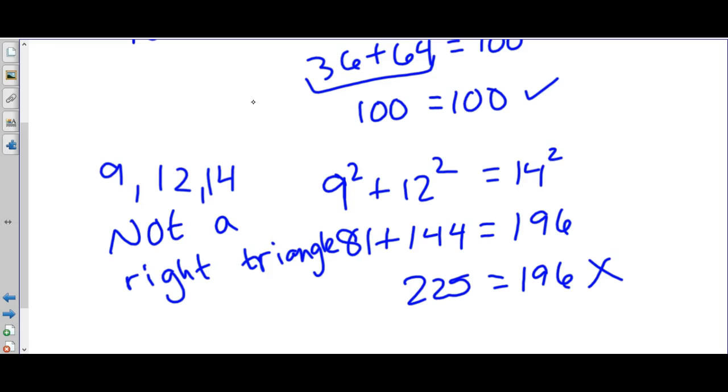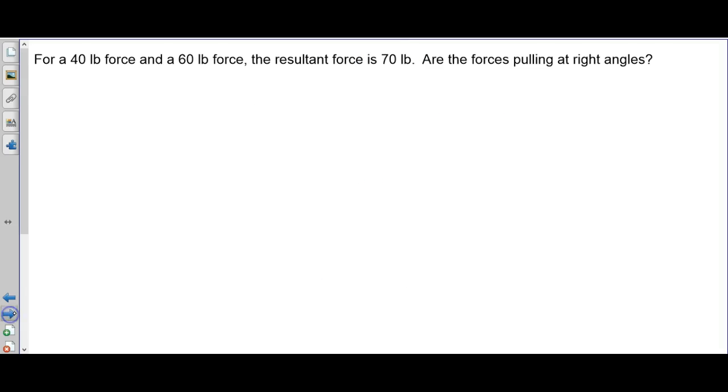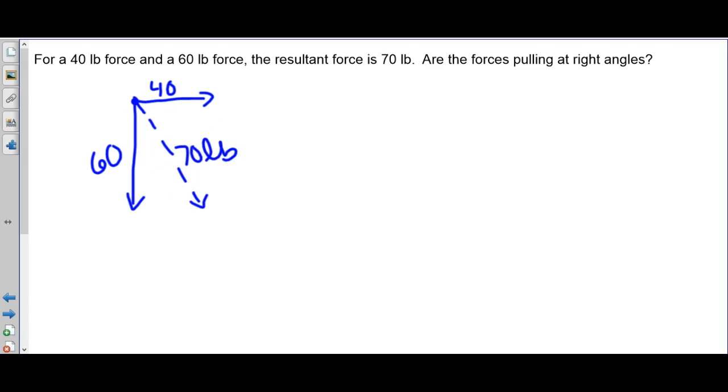So again, we can apply this to a word problem. Say we have a 40-pound force and a 60-pound force. So they're going to be acting on an object. This point's going to be my object. 40-pound force, we're going to say, is going this way. 60-pound force is going this way. The forces together are going to create a 70-pound force, and that goes in the middle here. So this would be 70 pounds of force.